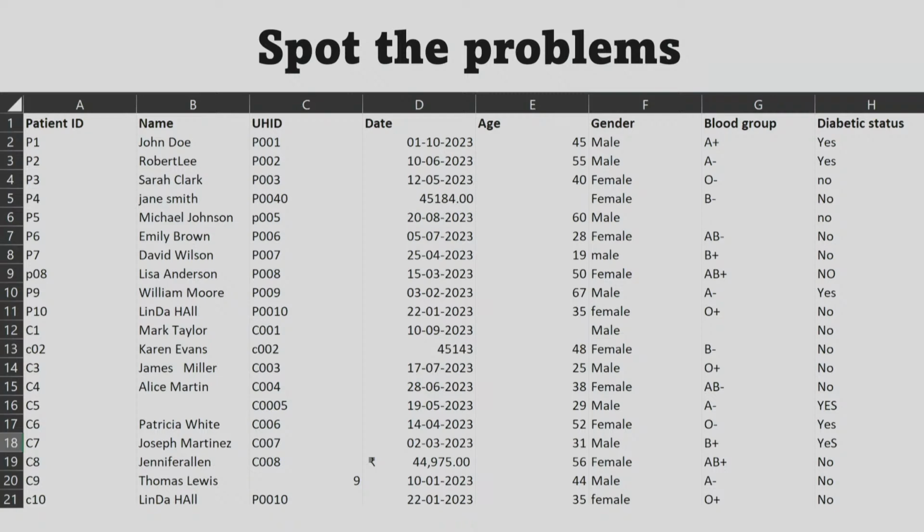What else is missing? Anything else? Blood group. Yeah, blood group is missing. Age, yes, age is missing. UHIDs are mixed. Yes, correct. Yes and no are not uniform. So that's correct. So these are some inaccuracies that happen.